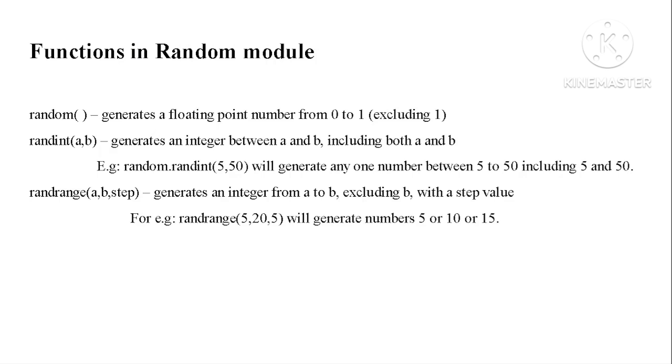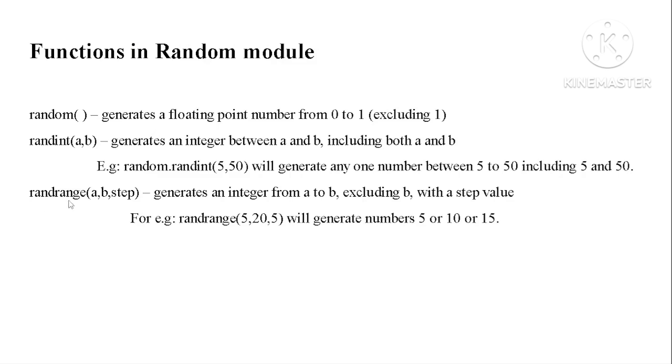Whatever range you give, if it is a single digit random number, then you should give 1, 9. If it is a double digit random number, then you should give 10, 99. Or any kind of random number, 1, 1000. You can give any range.